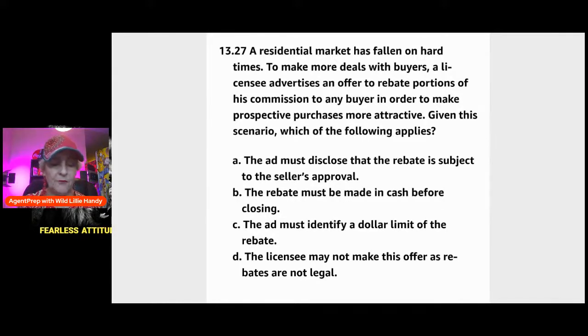So it says an advertisement containing an offer to rebate a portion of the licensee's commission must disclose that payment of the rebate is subject to the consent of the party the license holder represents. Because the seller is the one that pays for our commission, right? And if they don't approve of it, then we don't. Of course, we talk to them and discuss the benefits so that they do approve it.